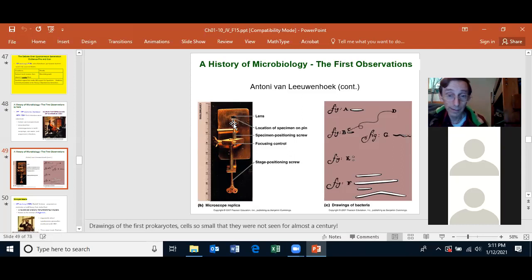So really what it was is a magnifying glass, a super duper magnifying glass, and he got the best clarity from his microscopes. And he was able to see bacteria, cells so small that they weren't seen by other microbiologists for almost a century later. And what happened is, over time, they started building the microscopes better and better, and eventually they built them to the point where they had enough focus and clarity to actually see the bacteria.